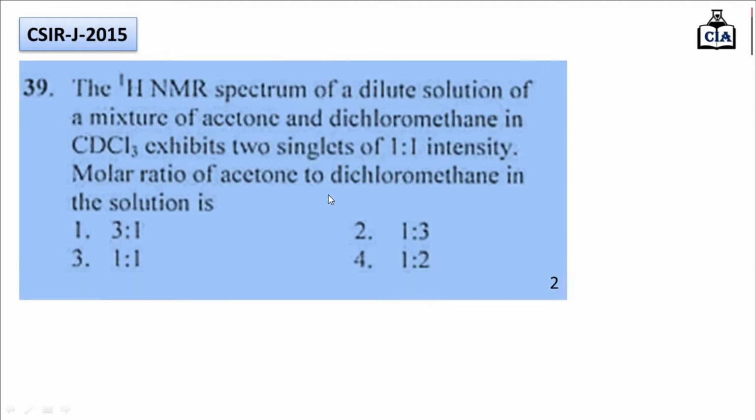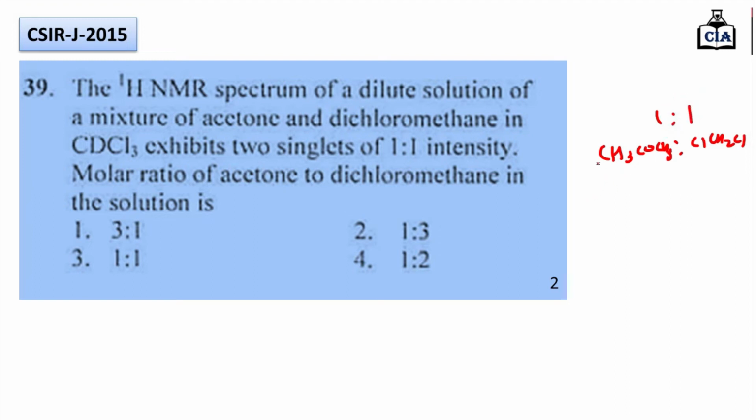Now this question is from CSIR June 2015. In this question we have to find out the correct molar ratio of acetone to dichloromethane when the intensity of the singlets is 1:1. Here they have given the intensity of the singlets for acetone and dichloromethane, CH2Cl2, as 1:1.